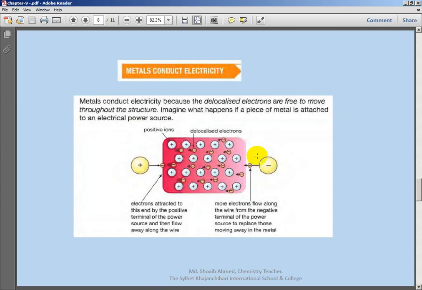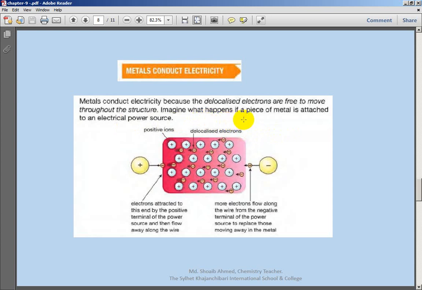Okay, now metals conduct electricity. Metals conduct electricity because the delocalized electrons are free to move throughout the structure. Okay, metals conduct electricity. Why? Metals conduct electricity because the delocalized electrons are free to move throughout the structure.